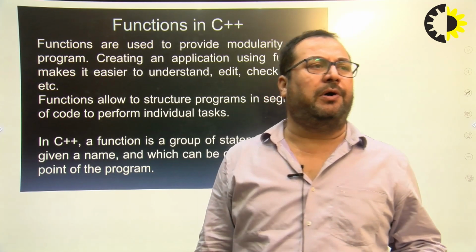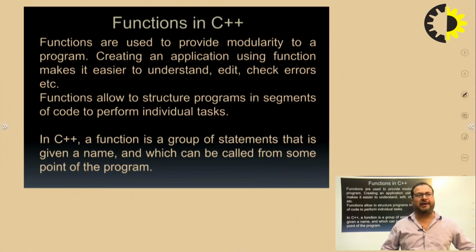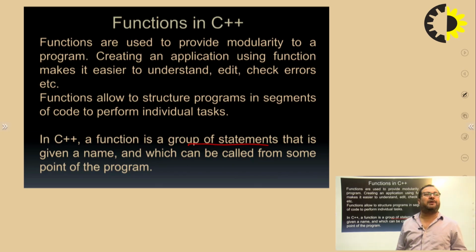Functions are used to provide modularity. You club different tasks all together. Functions are used to provide modularity in a program. Creating an application using functions makes it easier to understand, edit, and check errors. It allows you to structure a program into segments of code that perform individual tasks. So, in C++, a function is a group of statements which is given a name and which can be called from some point of the program.